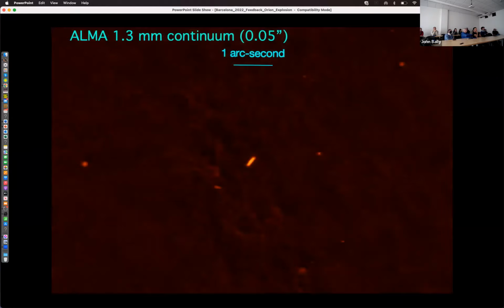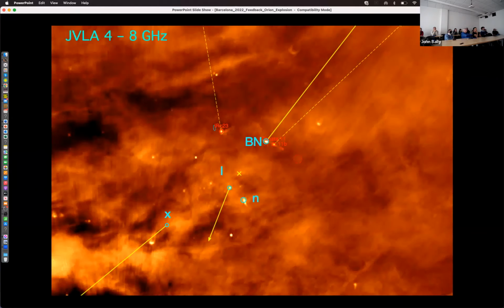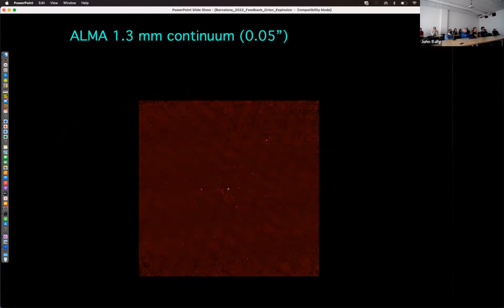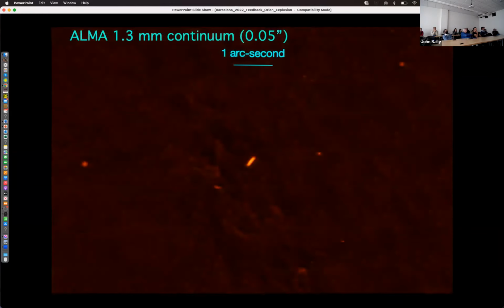Okay, this is just registered. Just to remind you what the 6 centimeter looks like, what ALMA looks like. Now I'm going to zoom in. So that's 1 arc second up there. There's the source I disk. DN is now out of the picture.